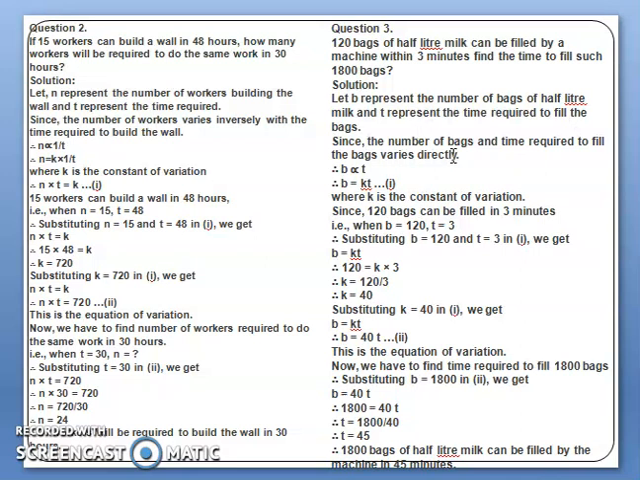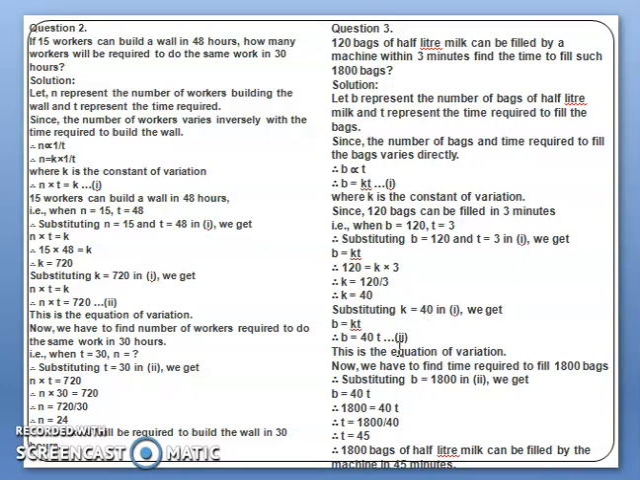bags. Since the number of bags and time required to fill the bags vary directly, that means B varies directly as T. So B will be equal to KT, where K is the constant of variation. Since 120 bags can be filled in 3 minutes, when B equals 120, T is 3. Substituting B equals 120 and T equals 3, we get the value for K. So the constant of variation is 40.